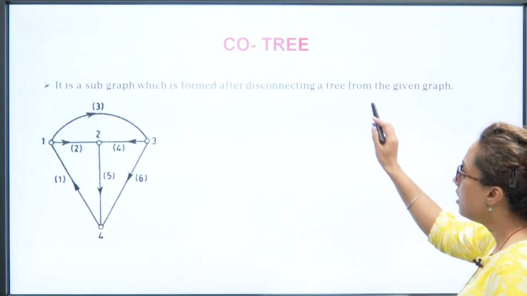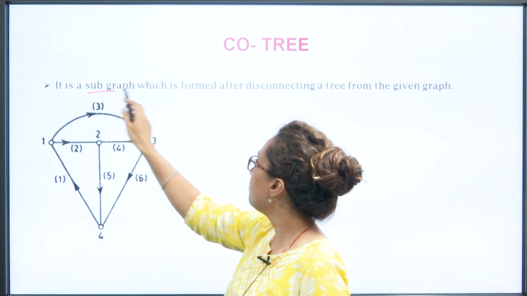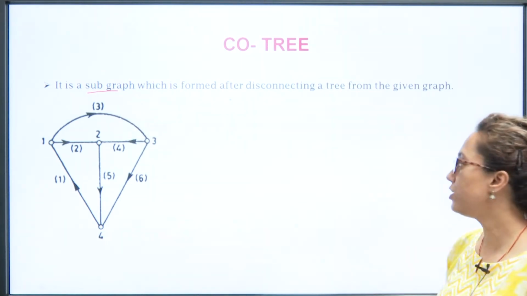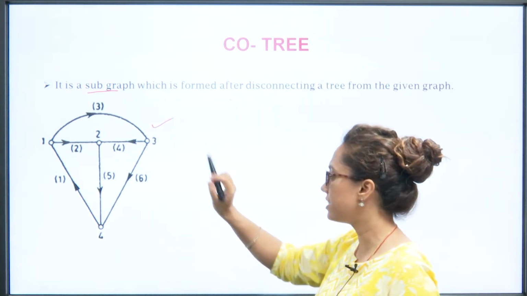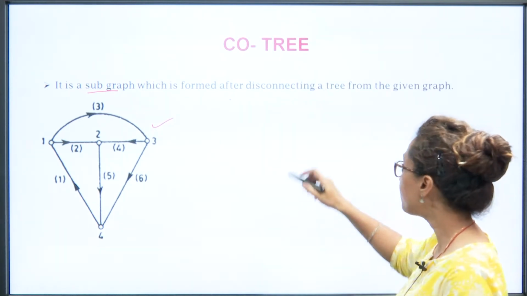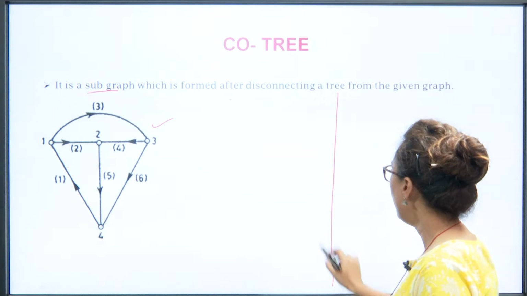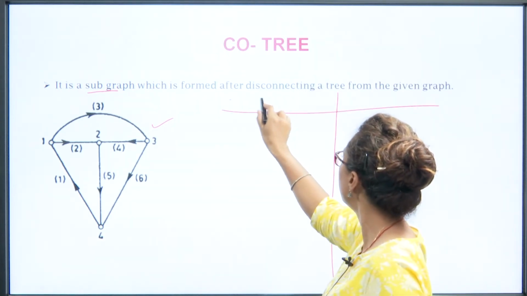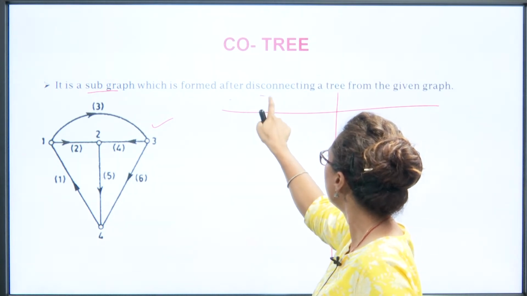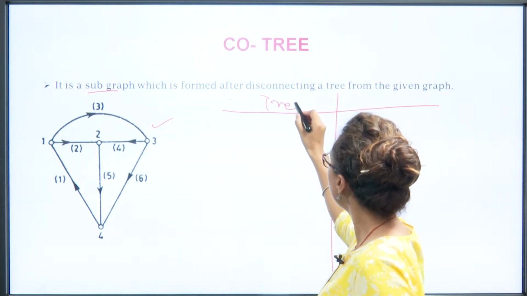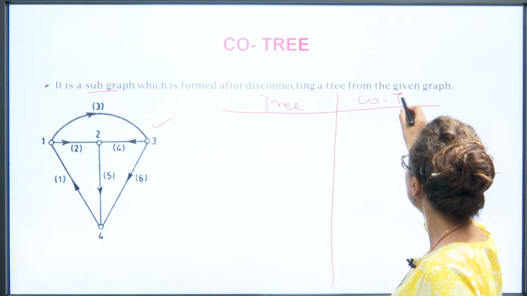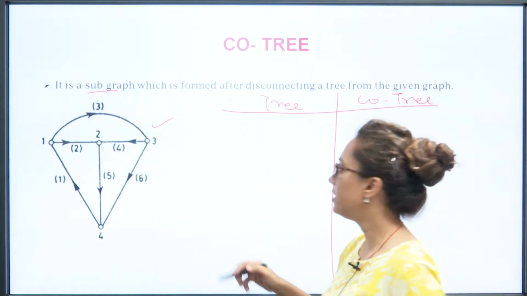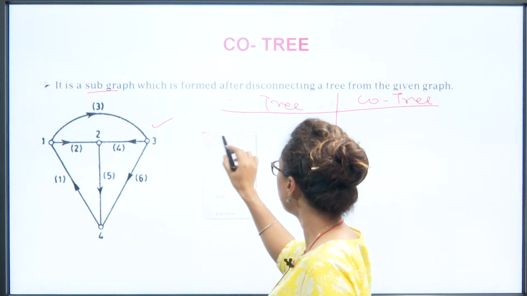It is basically a subgraph which is formed after disconnecting a tree from a graph, right. So we will take the same example we have taken previously. For this we will just bifurcate into tree and co-tree both. In the last lecture we have made 3 trees from it, so we will take the same 3 trees.